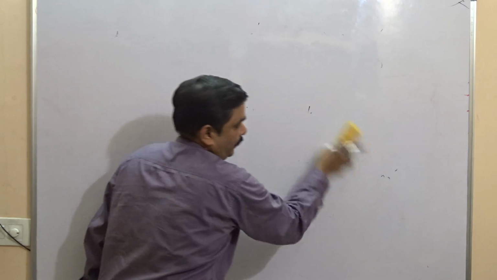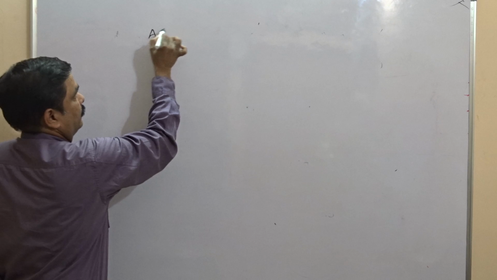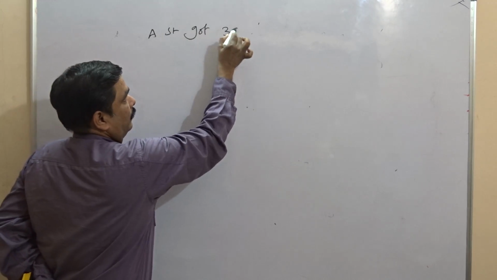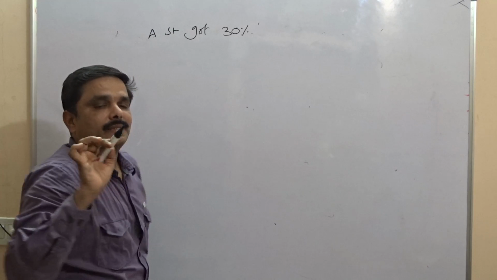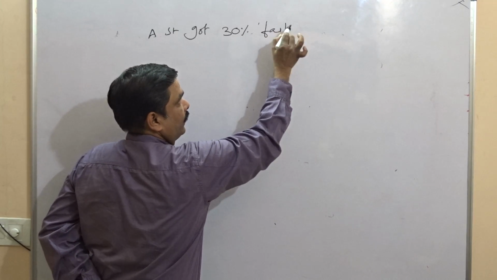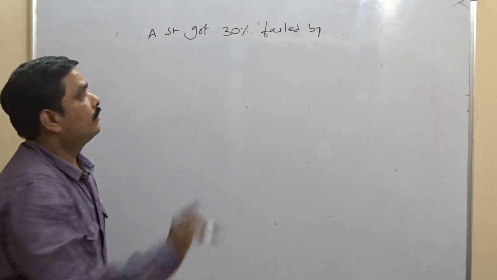A student got 30% of the marks in an examination and failed the exam by, let us take 50 marks.